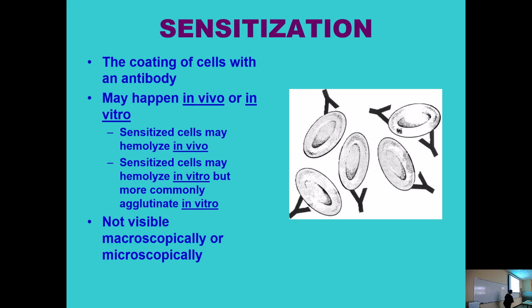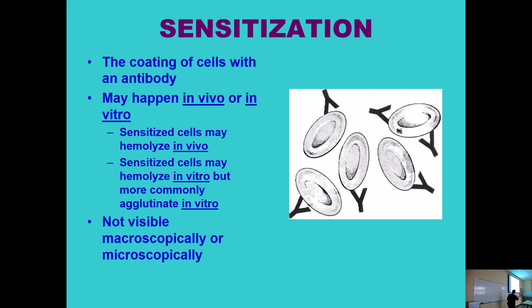So sensitization is the coating of cells with the antibody. This could happen in vivo or in vitro. Cells may hemolyze in vivo. That means in the bloodstream. If I have antibodies floating around, I'm sensitizing my cells, and they could start hemolyzing in me. They may hemolyze in vitro, but more commonly, you're going to get them to agglutinate in vitro by using that cross-reacting link we talked about, that we'll talk about again later.